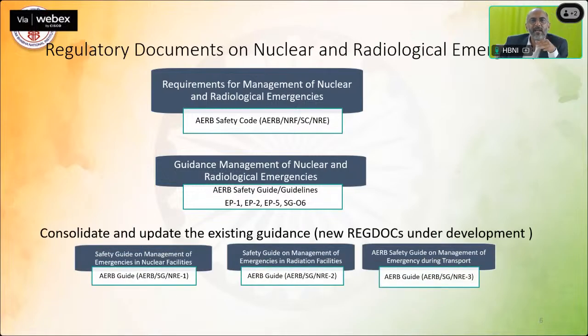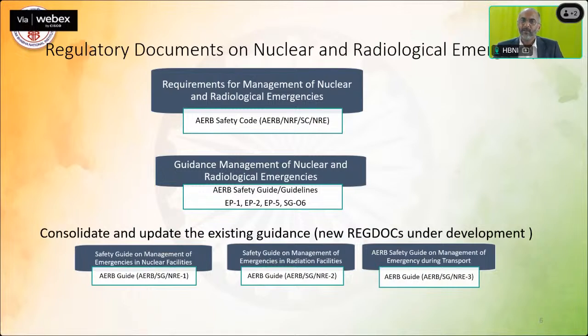And these guidance documents are now being restructured in a new RegDoc development series with specific focus, one for nuclear facilities, radiation facilities, and emergencies during transport. These guidelines are currently being consolidated and updated, and are at advanced stages of preparation and publication. Probably in the coming years, you would be able to see these new, revised, updated guidelines coming out. Okay, so the new code, SC/NRE, was published in 2022.